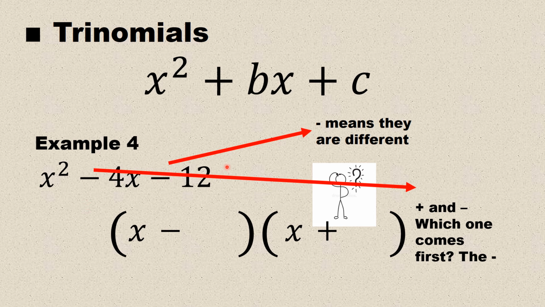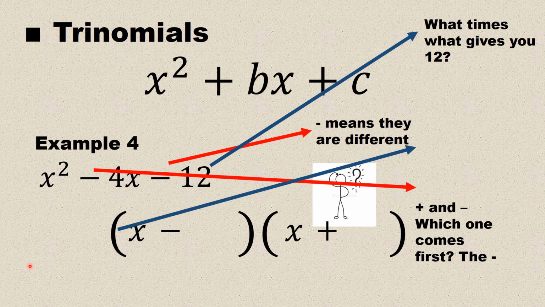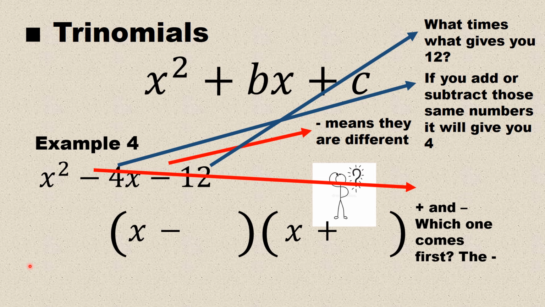Okay, what times what gives you 12? If you add and subtract, it should give you 4. Okay, so let's say 4 times 3. 4 plus 3 is not 4. 4 minus 3 doesn't give you 4. 6 times 2. 6 times 2 gives you 12. 6 minus 2 gives you 4. Aha, there's your answer. 6 and 2. So check your answers. Minus 6 plus 2 does give you negative 4. And a negative times a positive is a negative. And 6 times 2 gives you 12.